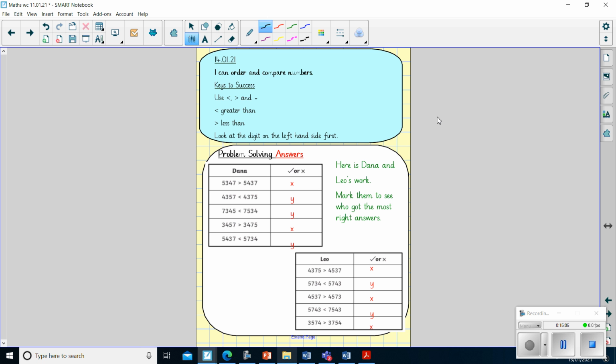Okay, so I've put a cross or a Y for yes, they've got it right, because I couldn't do a tick on here. And I can see that Dana has got 3 correct answers, but Leo has only got 2 correct answers. So Dana did the best on her work today. Let's have a look at the next activity.